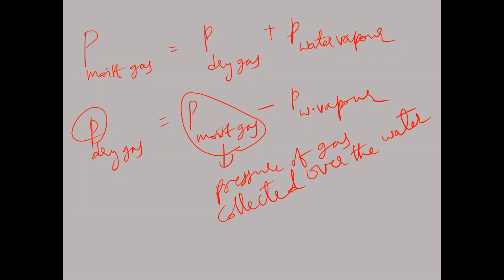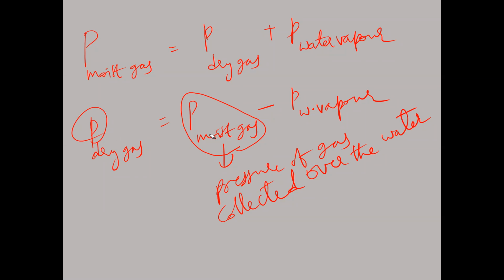Above the surface of water, whatever gas is collected is called moist gas. That is, the pressure of moist gas will be given to you, and the pressure of water vapor is also given in the problem. Suppose both are given, then what will be asked to calculate generally? The pressure of dry gas. The pressure of dry gas from the above equation is equal to the pressure of moist gas, that is the pressure exerted by the gas collected above the surface of water.